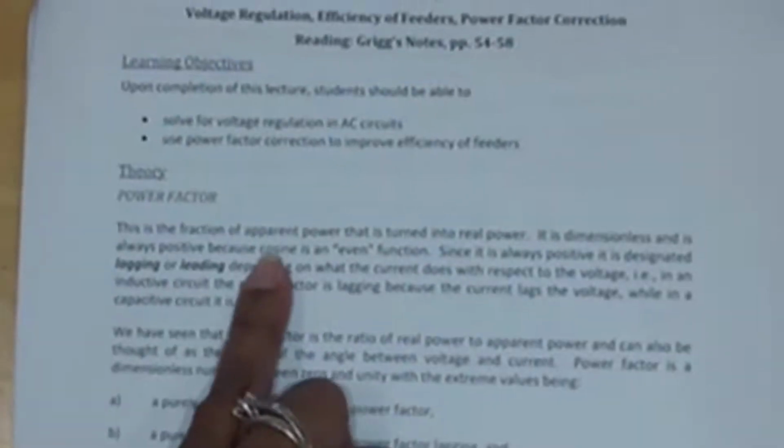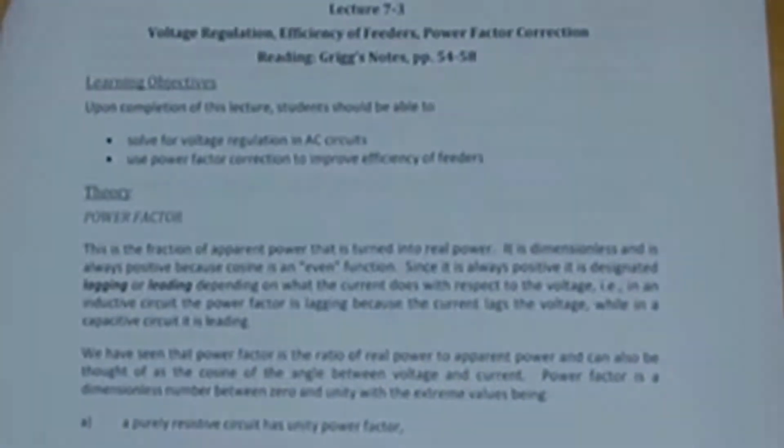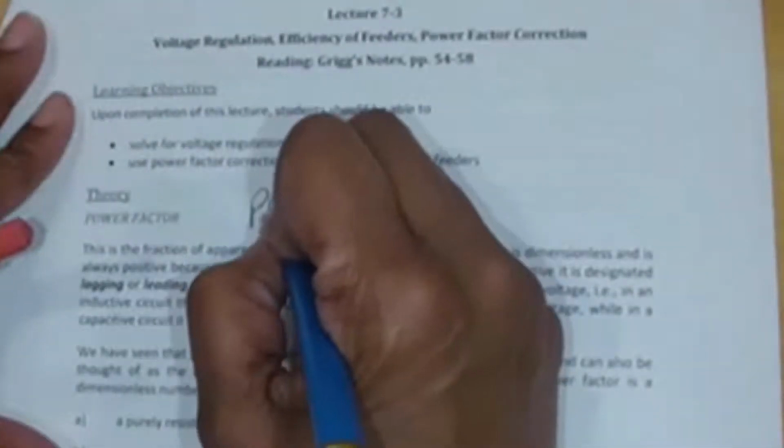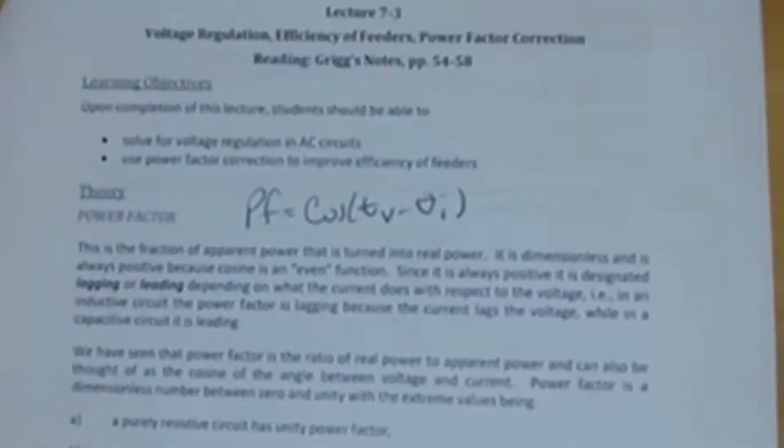The power factor is a fraction of the apparent power that is turned into real power. It does not have a dimension because we know the power factor is just the cosine of theta V minus theta I. So it's dimensionless, but that numeric value tells you what percentage is turned into real power.